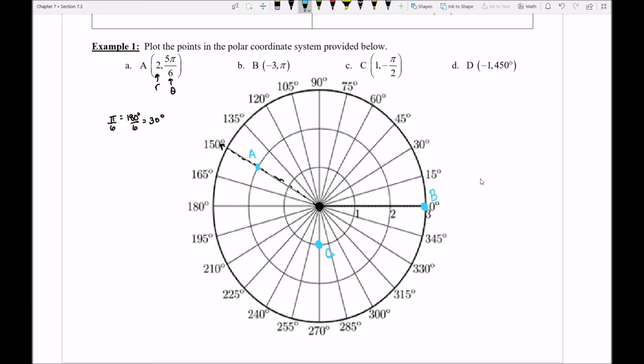Now I'm going to ask you to see if you can figure out where point D is going to land. I'd ask you to pause the video, give it a shot yourself, and then of course unpause to see me go through the solution.